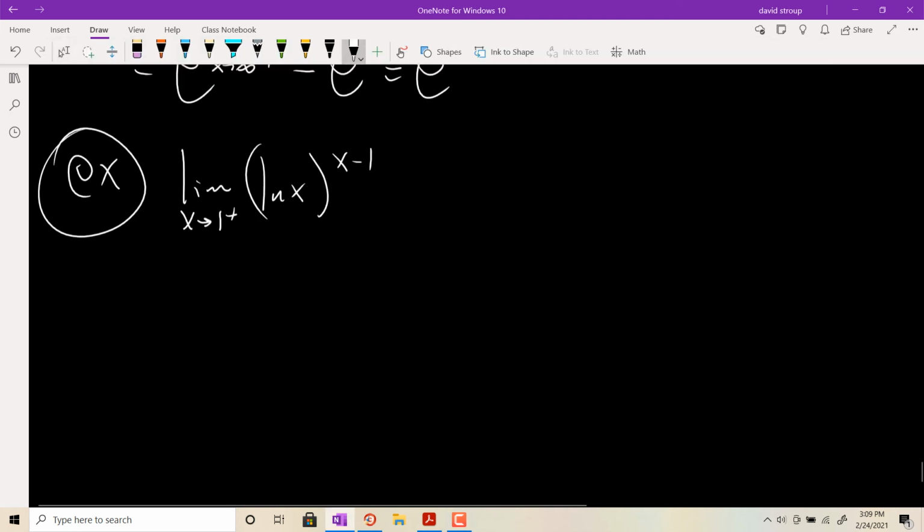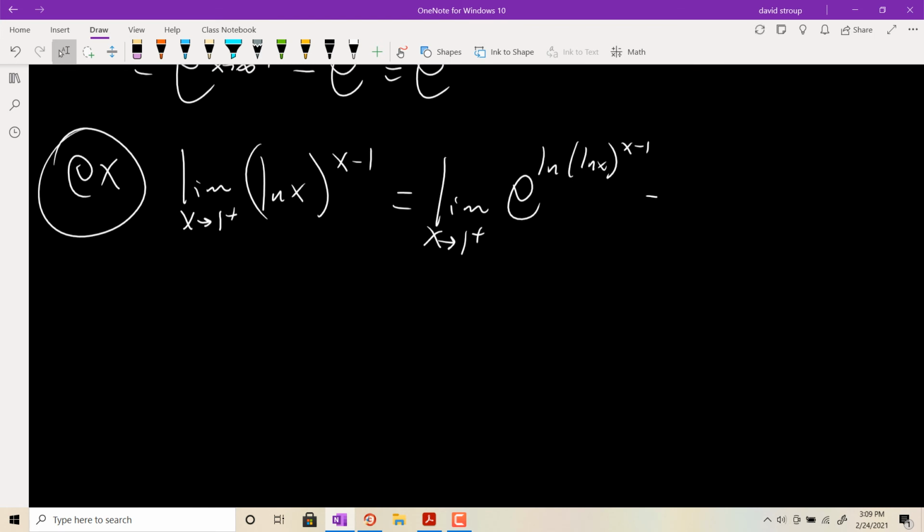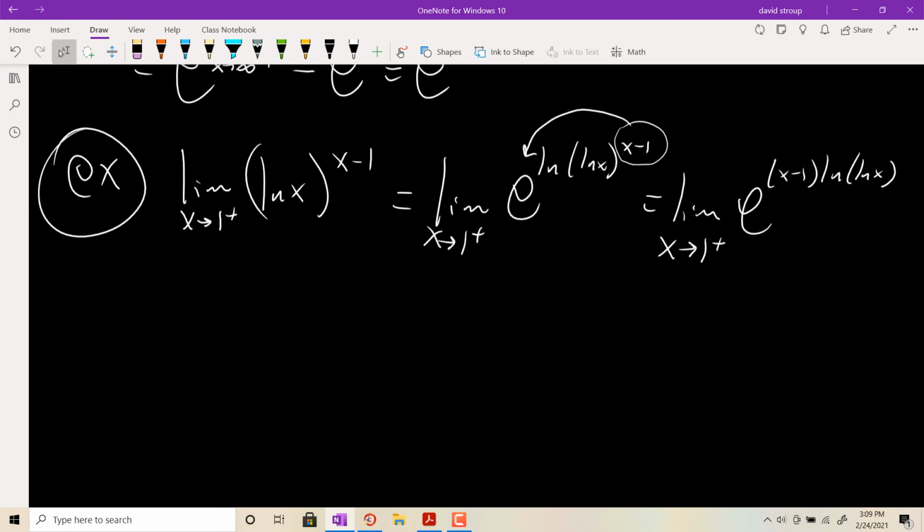All right, so let's take a look. First, I rewrite it as an exponential. So I have e to the ln of ln x to the x minus 1. Okay. Then I use power rule to bring this down in front. e to the x minus 1 ln of ln x. Then I move the limit inside the exponential.